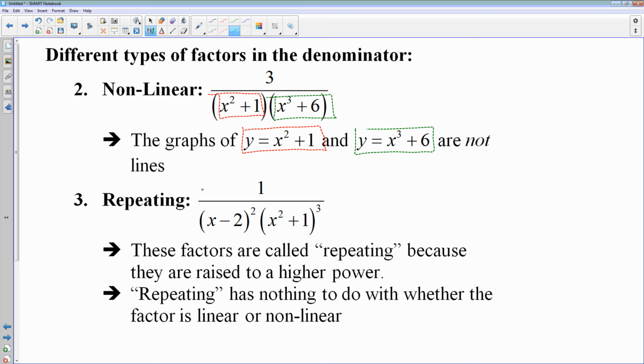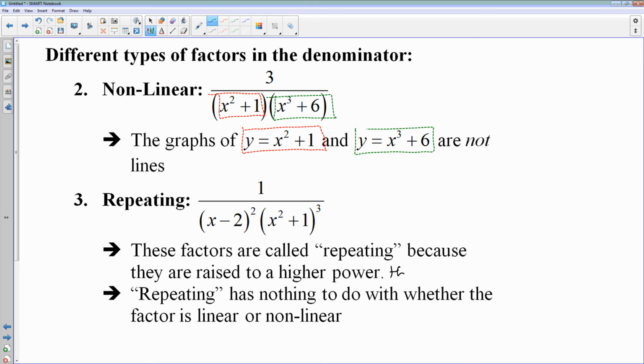We also have something called a repeating factor. And a repeating factor simply means that the factor occurs more than once, and we usually designate that with an exponent. So x minus 2 actually happens twice because it's being squared. x squared plus 1 is a repeating factor. It happens 3 times. And so with repeating factors, that just means that the factor is being raised to a higher power than 1.